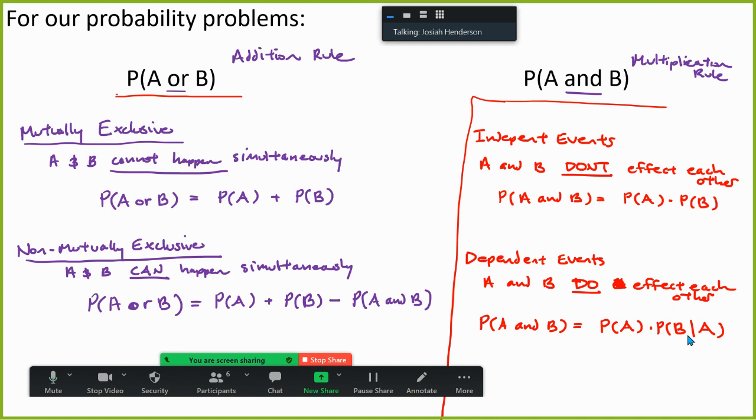I'll keep this up on the screen for a few moments if people are writing. I misspelled independent. Independent. It's funny.